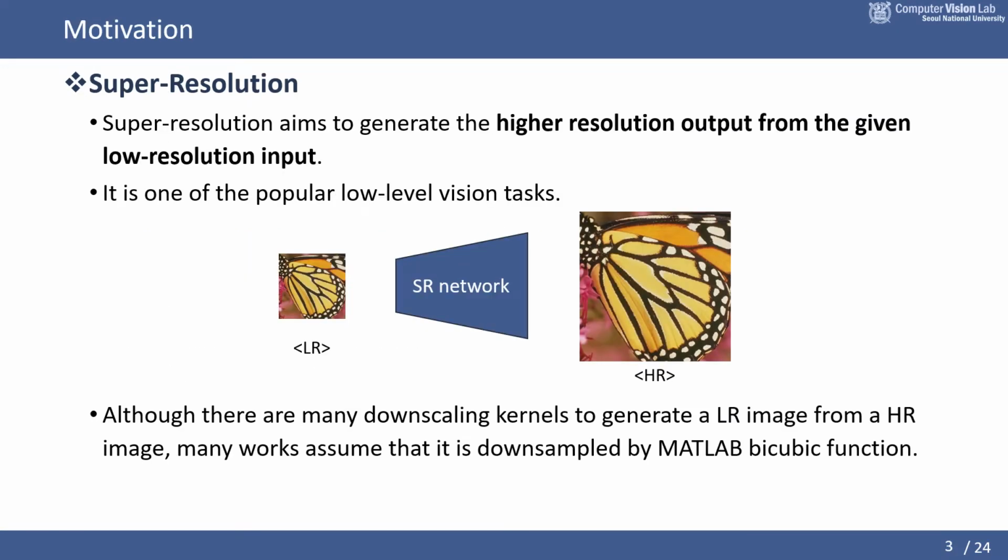Super resolution aims to generate the higher resolution output from the given low resolution input. It has been one of the popular low-level computer vision tasks for a long time. Recently, many deep learning-based super resolution networks have been proposed, but most of them assume that the low-resolution image is downsampled by a fixed known kernel, such as MATLAB bicubic function.